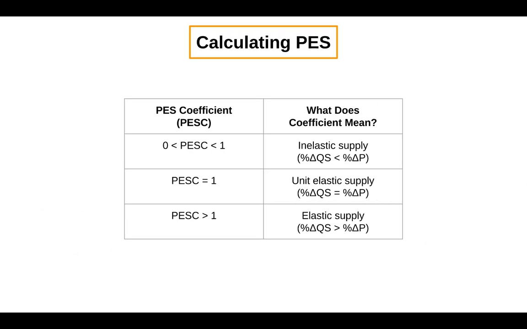In terms of interpreting the price elasticity of supply coefficient, it works exactly the same as with demand. If the number is between 0 and 1, that's inelastic supply. If the number is equal to 1, that is unit elastic supply. And if it's greater than 1, it's elastic supply.